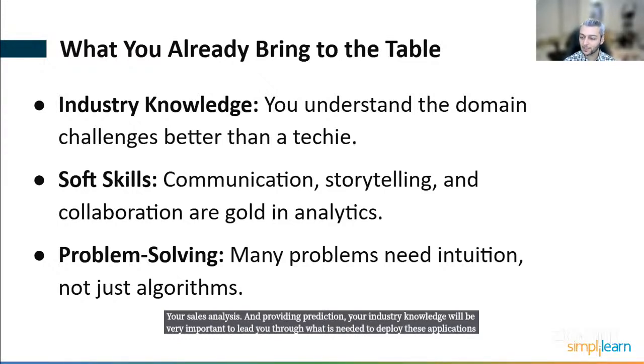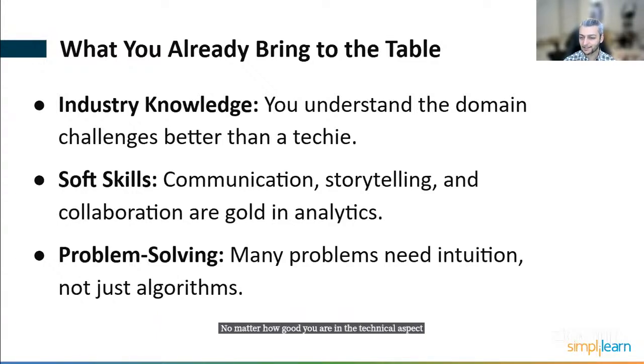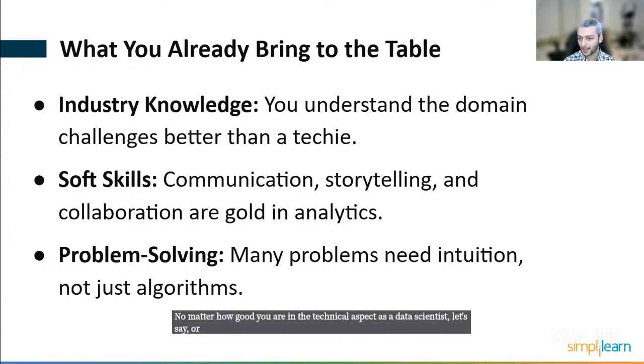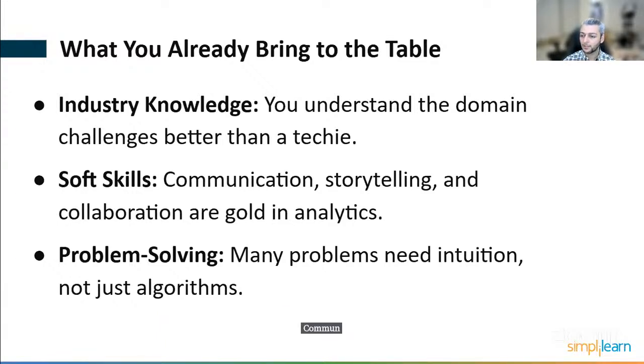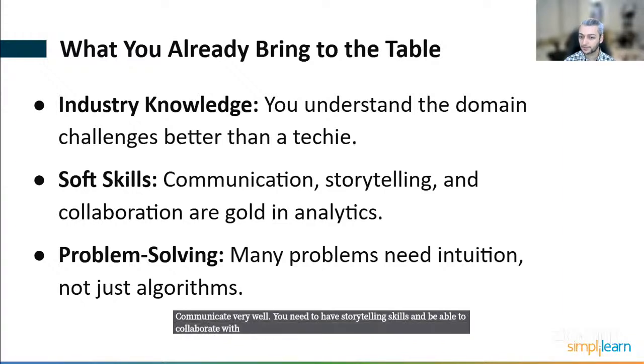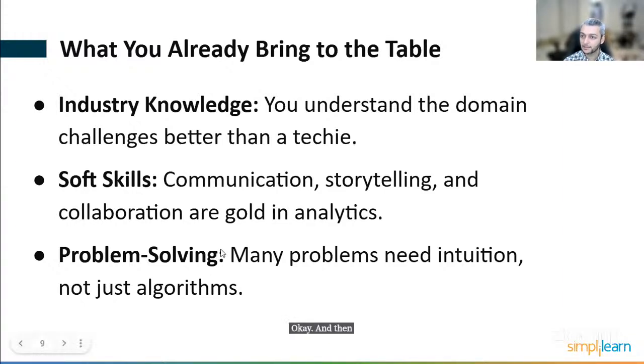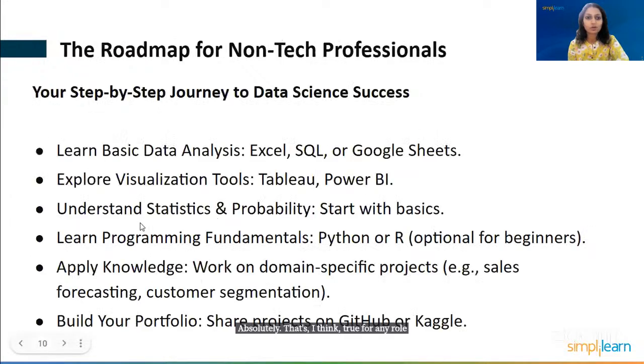Okay, so soft skills, communication. In my lectures, I always emphasize that no matter how good you are in the technical aspect as a data scientist, let's say, or machine learning practitioner, if you cannot communicate your findings and results, you won't be able to gain traction for your project. So you need to be able to communicate very well. You need to have storytelling skills and be able to collaborate with other individuals. And then problem solving, I think this speaks volumes about why it's needed. Absolutely. I think that's true for any role, but more so for data scientists.